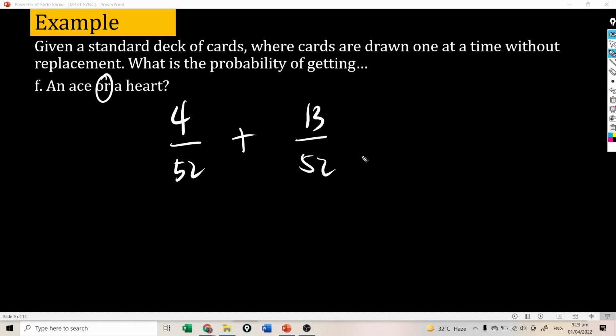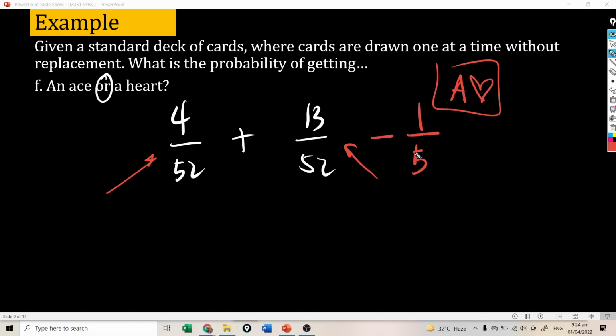Pero sir, may kulang. May problema. Bakit? Anong problema? Sir, meron kasi tayong ace na heart. No? At meron isa lang yan. One ace of heart. And the probability of drawing that is 1 in 52. And in fact, that ace of hearts is already counted here as well as here. So, nag-double count. So, to rectify that, we need to take away our 1 out of 52. Diba? Para hindi mag-double count.